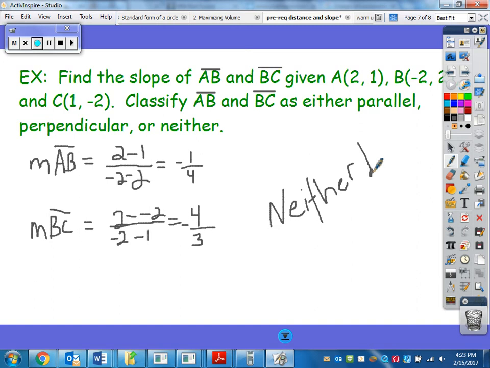Alright, and again, if they had come out to be the same, if they were both negative 1/4, then the lines would have been parallel.